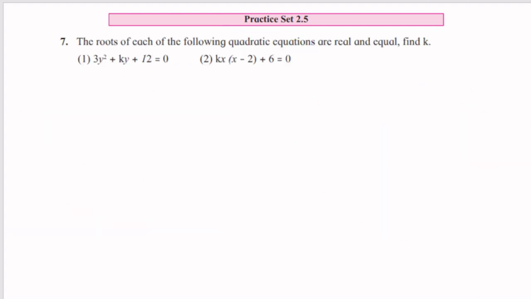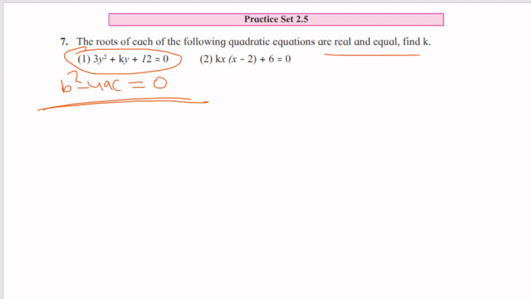Now, last question of practice set 2.5. It says the roots of each of the following quadratic equations are real and equal. The moment they said the roots of the quadratic equations are real and equal, then delta b square minus 4ac should be equal to 0. Because this is the condition when real and equal, b square minus 4ac equal to 0. If b square minus 4ac equal to 0, simply find the value of a, b, c of each equation, substitute.